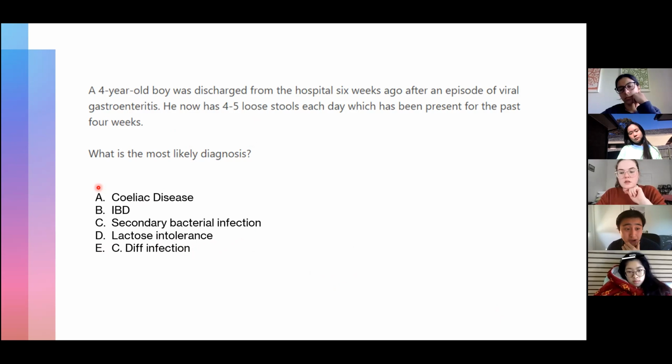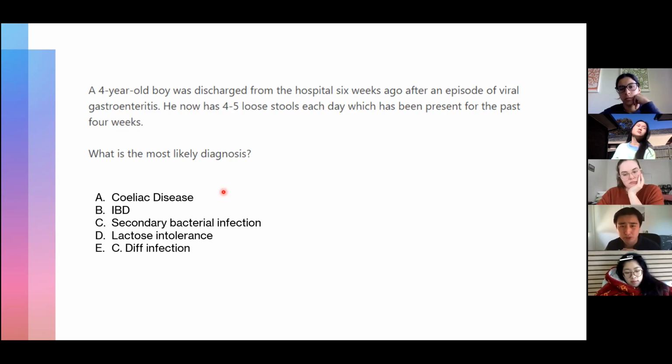Essentially, the reason why it's not celiac or IBD is because for those diseases, the diarrhea is more protracted. It's also unlikely to be a secondary bacterial infection because there's no signs of a fever or any atypical sort of diarrhea. And also C. difficile is unlikely, mainly because you don't use antibiotics to manage viral gastroenteritis. So the answer for this question is lactose intolerance. So this is a hard one.